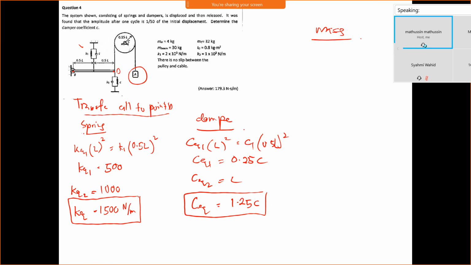So macam mana kita nak buat? First adalah kita akan ambil M equivalent 1 sama dengan, dia mesti sama kan, sebab distance bergantung pada this, so dia akan sama dengan MA, which is 4 kg. Kali ikut asalnya kita kena darab dengan radius 0.25 L square, MA pun 0.25 L square. So then kita akan dapat nilai yang sama. Alright, so that is the first mass.